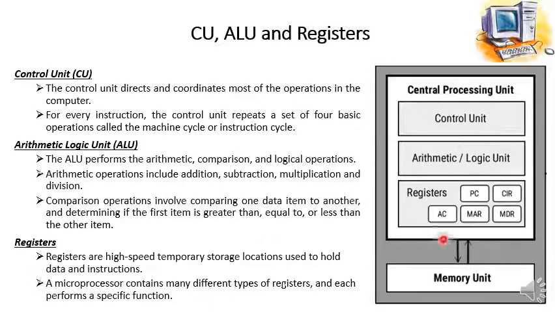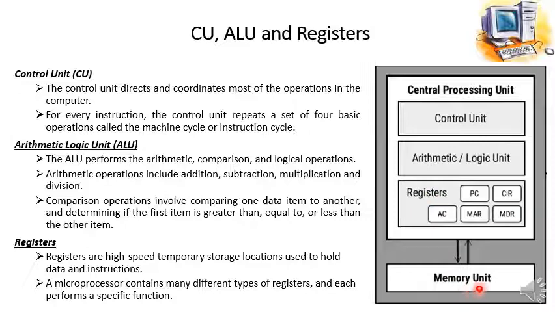Here in this diagram we can see that the microprocessor is divided into three sections. First is the control unit, the second component is the arithmetic logic unit, and the third component is the registers. And further there are many registers in a single microprocessor. For example, PC stands for program counter, AC for accumulator, memory address register, and many other registers. Each and every register is used for a specific function or purpose.